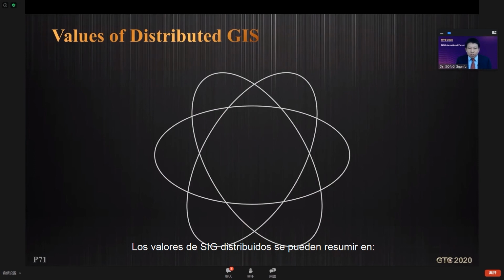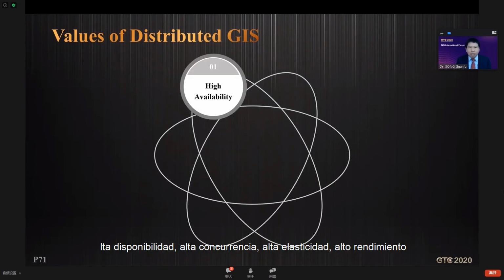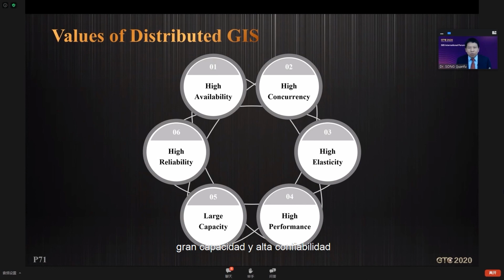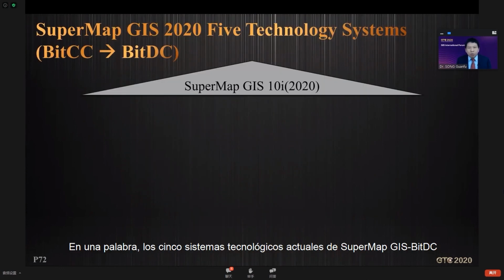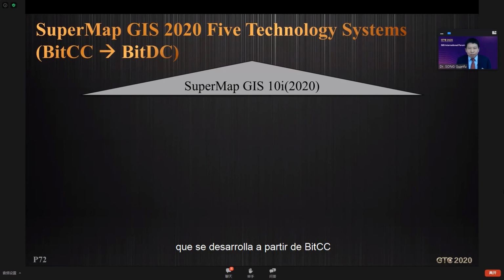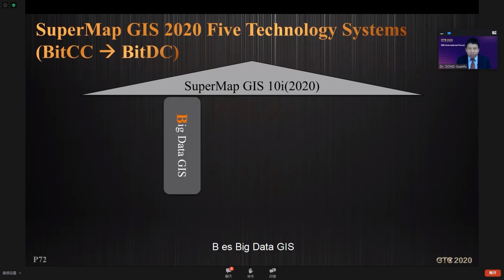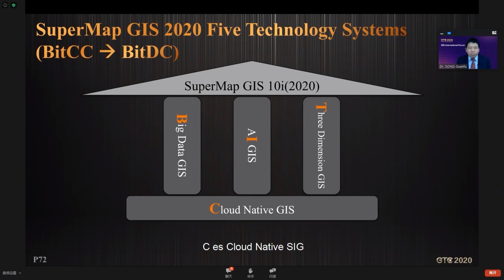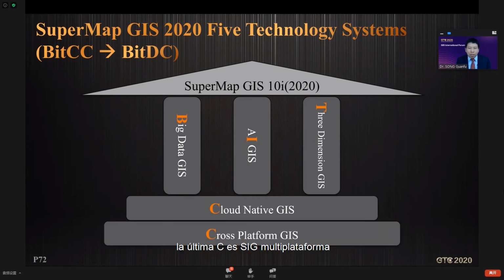The values of distributed GIS can be summarized as high availability, high concurrency, high elasticity, high performance, large capacity, and high reliability. In a word, the current 5 technology system of SuperMap GIS is BitDC, which is developed from BitCC. B is Big Data GIS. I is Artificial Intelligence GIS. T is 3D GIS. C is Cloud Native GIS. The last C is Cross-Platform GIS. As we talked before, Cloud Native GIS is part of Distributed GIS, so we change it to Distributed GIS. That's BitDC.